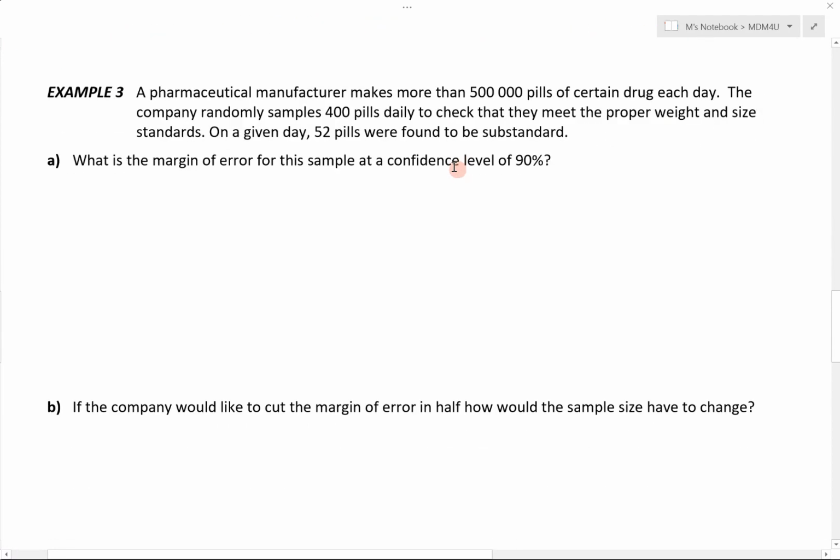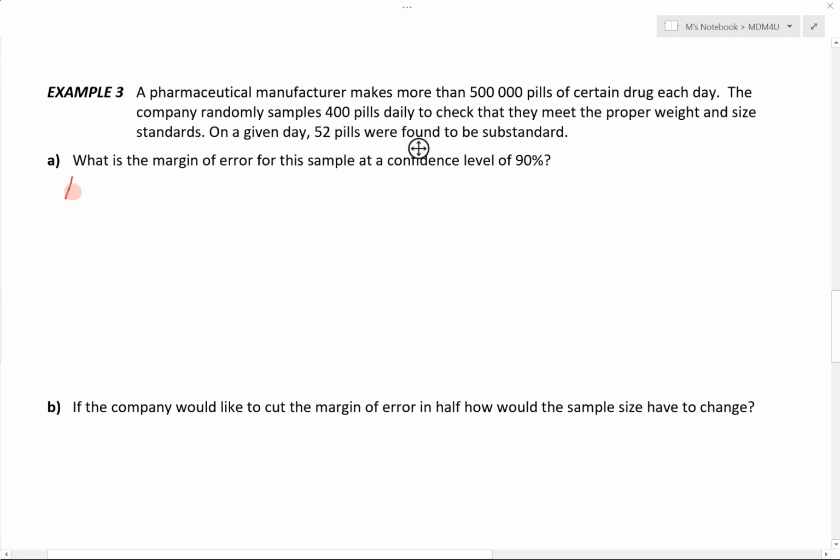Okay, example number 3. A pharmaceutical manufacturer makes more than 500,000 pills of a certain drug each day. The company randomly samples 400 pills daily to check that they meet the proper weight and size standards. On a given day, 52 pills were found to be substandard, meaning kind of like defective or not up to a certain standard. Part A, what is the margin of error for this sample at a confidence level of 90%?